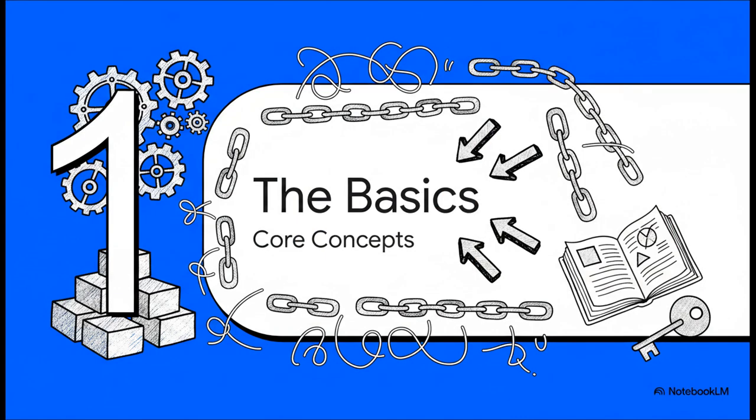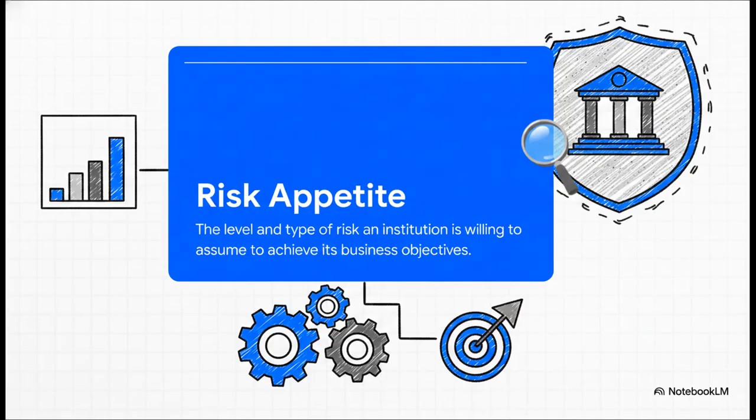All right, first things first. Before we can dive deep, we've got to be speaking the same language. So, let's lock in these foundational concepts because honestly, everything else is built on top of them. Think of risk appetite as the bank's official comfort zone. It's a formal statement that basically says this is how much risk we're willing to stomach to hit our targets. And this isn't just some vague idea. It's a concrete framework that guides every major decision.